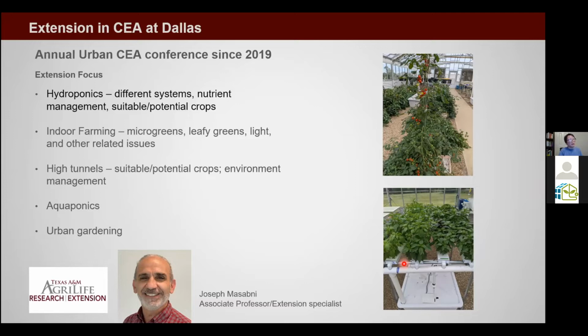So his program is focusing on different kinds of hydroponic systems, nutrient management, and suitable crops, mainly for education and demonstration. He also collaborates with me on the research side, including vertical farming, like how to grow microgreens and how to manage the light and temperatures. High tunnels are another part that we include in our CEA program. Even though it is a semi-controlled environment, in southern states high tunnels in the fall and spring can have a much longer growing period compared to the northern states. Dr. Masabni also has had an aquaponics extension program from a few years ago. And of course, urban gardening is another important part of urban agriculture.